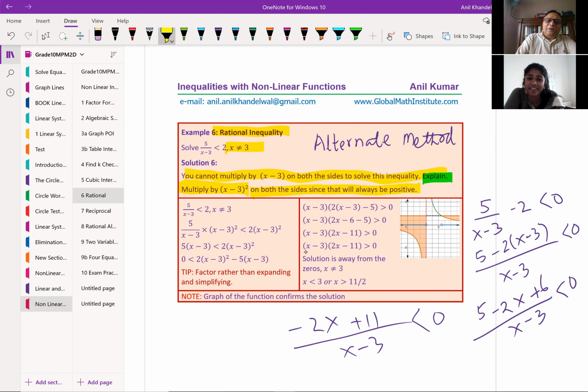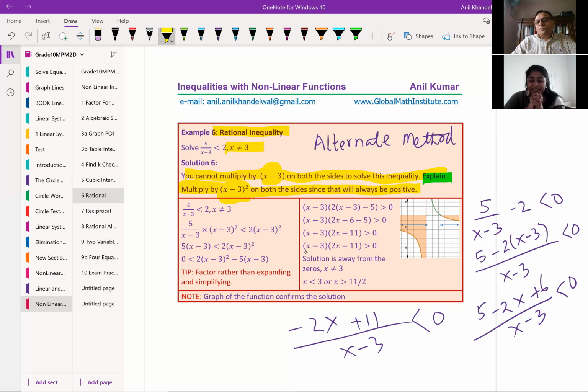Because x minus 3 is not a positive number. It could be negative also. It could be 0 also. Well, x is not equal to 3, so it will not be 0, but it could be negative or positive. However, x minus 3 whole square is always positive. So I can easily multiply both the sides and solve. Do you get the idea now? Yeah, that makes so much sense.